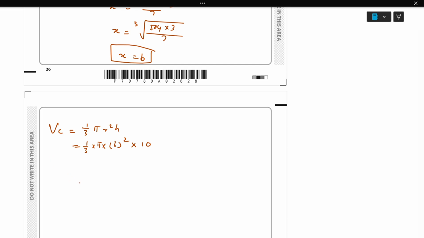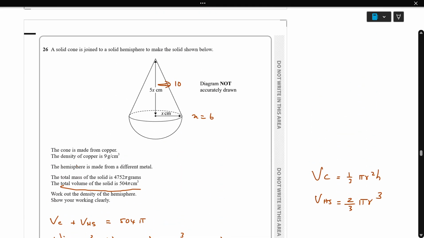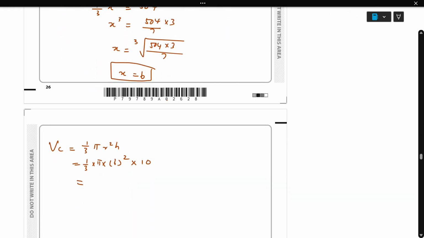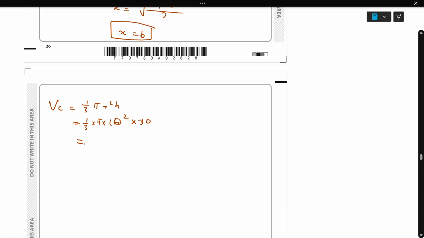Sorry, height is not 10, x is 6, so height is 30 here. So height is going to be 30. When we simplify, our answer is going to be 360 pi. So volume of the cone, we got it.